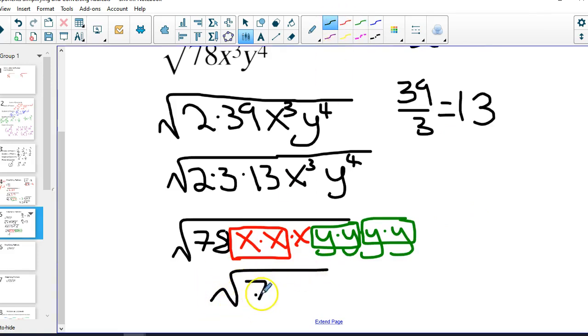Square root of 78 stays in here. I have 1 pair of x's, so I bring out x. I have 2 pairs of y's, so I'll bring out y and y, which is y times y, y squared. And left on the inside, I still have my 78 and an x. And we're done.